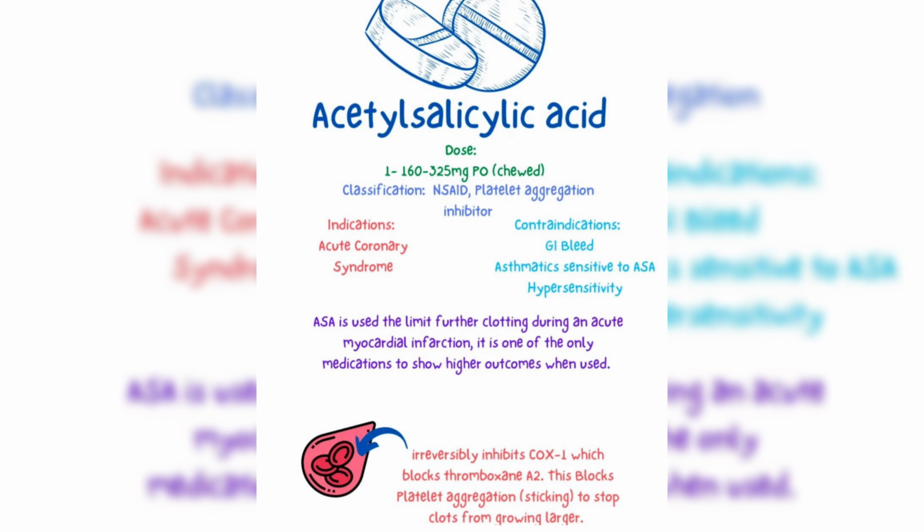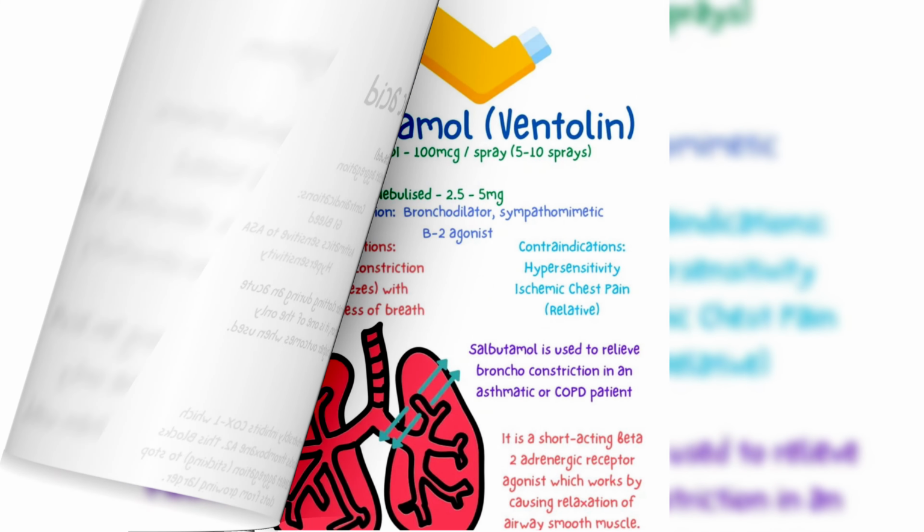It is one of the only medications to show higher outcomes when used. Contraindications: 1. Gastrointestinal bleeding. 2. Asthmatics sensitive to acetylsalicylic acid. 3. Hypersensitivity. Mechanism of action: irreversibly inhibits cyclooxygenase 1, COX-1, which blocks thromboxane A2. It will block platelet aggregation and sticking, to stop clots from growing larger.